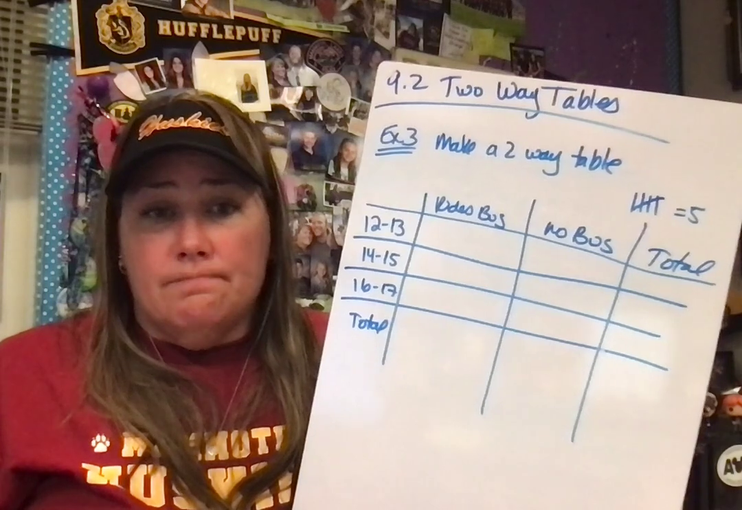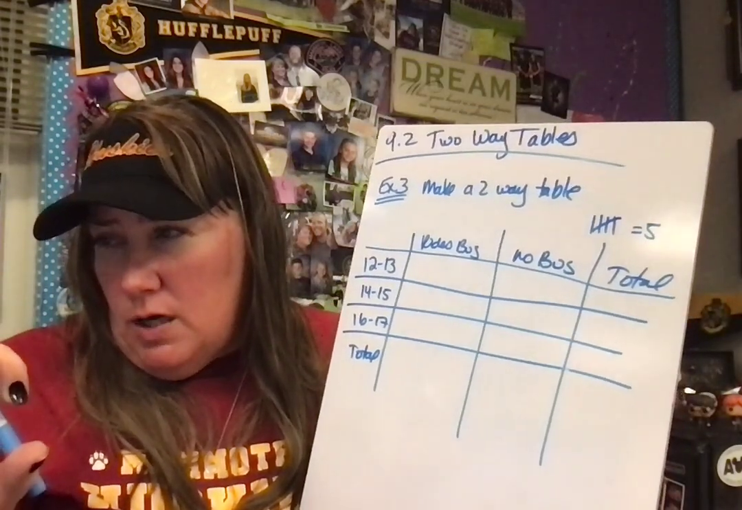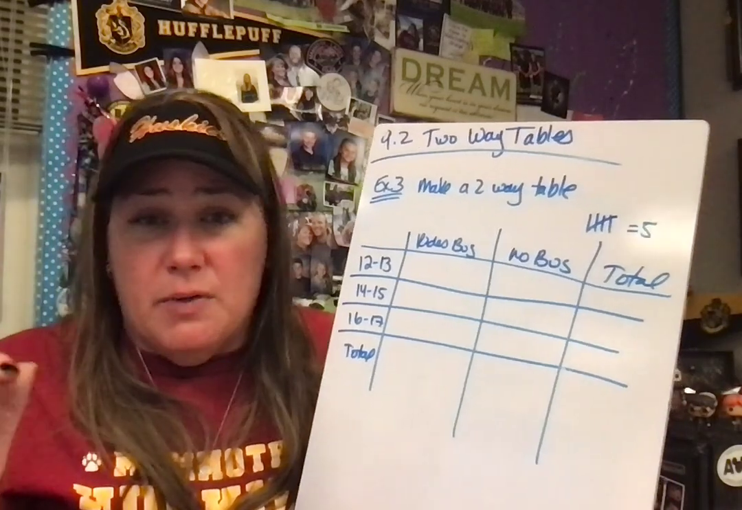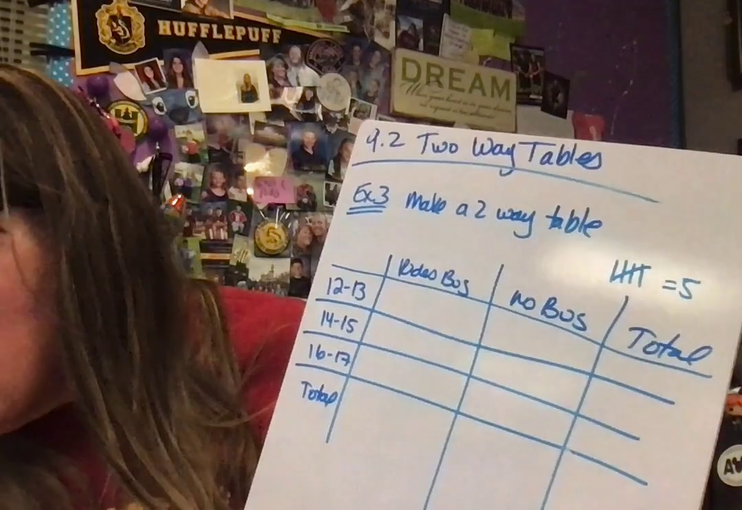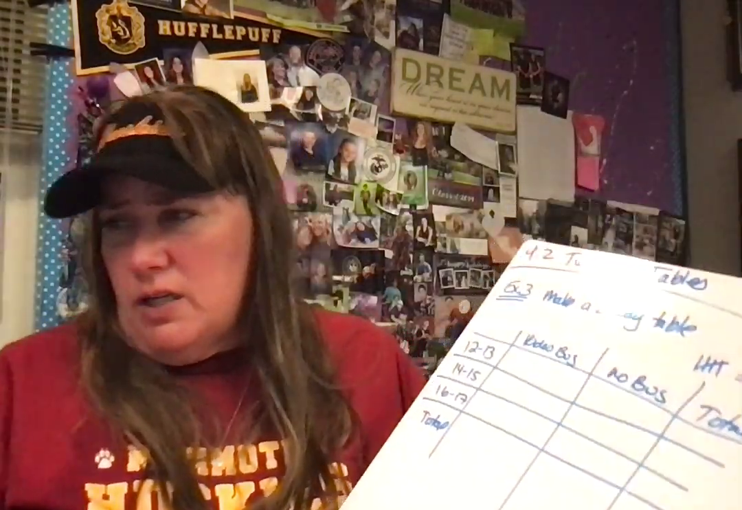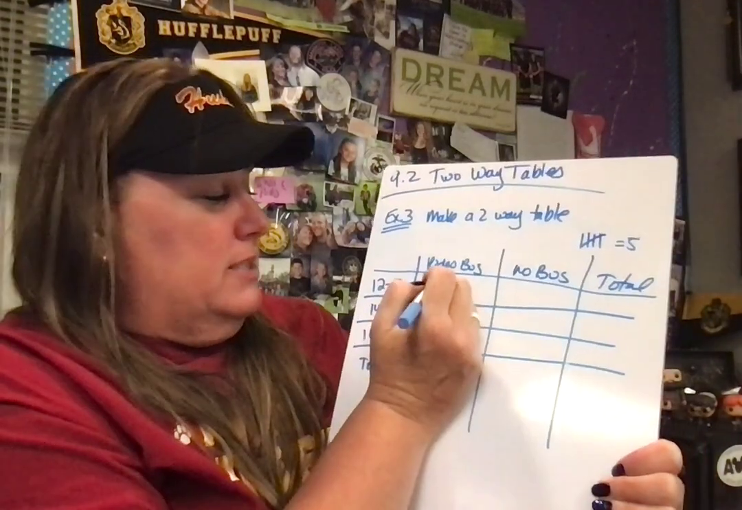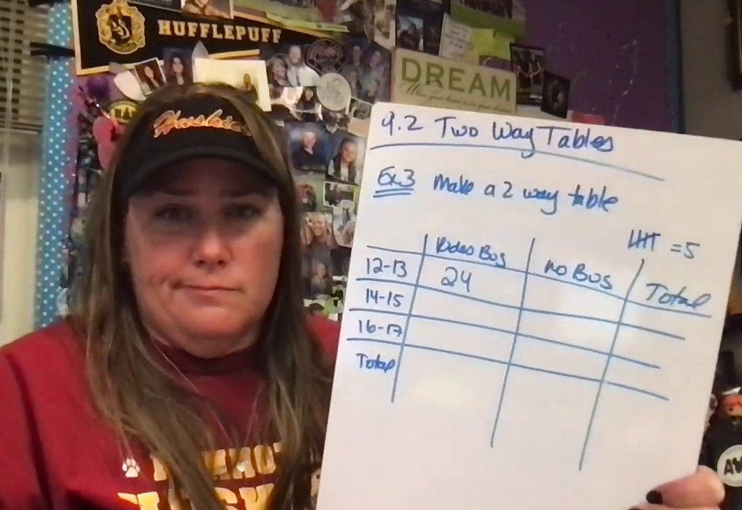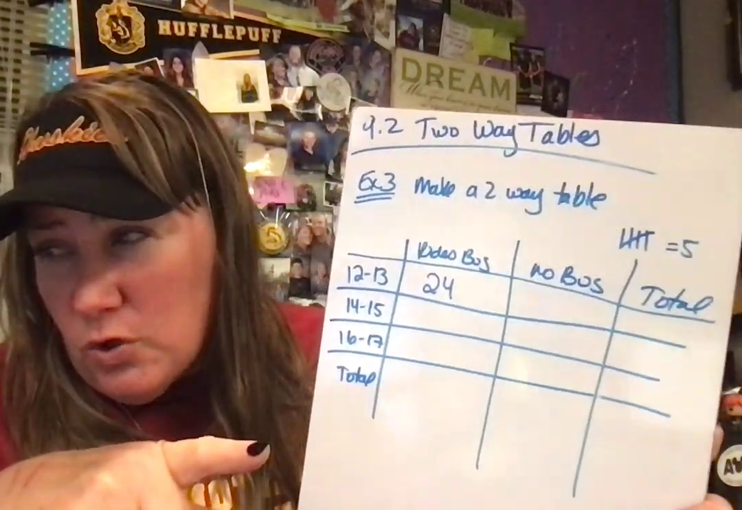Okay, so let's do this. So in the first tally sheet for the number of kids who ride the bus. So the 12 to 13, there is, oh my gosh, 24 kids who ride the bus. So I'm going to go ride the bus, 12 to 13. That's going to be 24 right there. Okay. Next one, still riding the bus, 14 to 15.